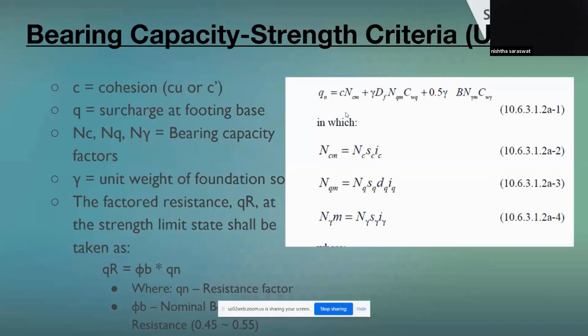So in the calculation of the bearing capacity, the formula is cNc, as you must have seen in Terzaghi's way, cNc plus qNq. Here q is gamma Df, as you can see here, and plus 0.5 gamma B N gamma. And as you can see, there are various factors, which are Nc, Nq, and N gamma, which are related to the shape factor, depth factor, inclination factor, and the effect of water table.